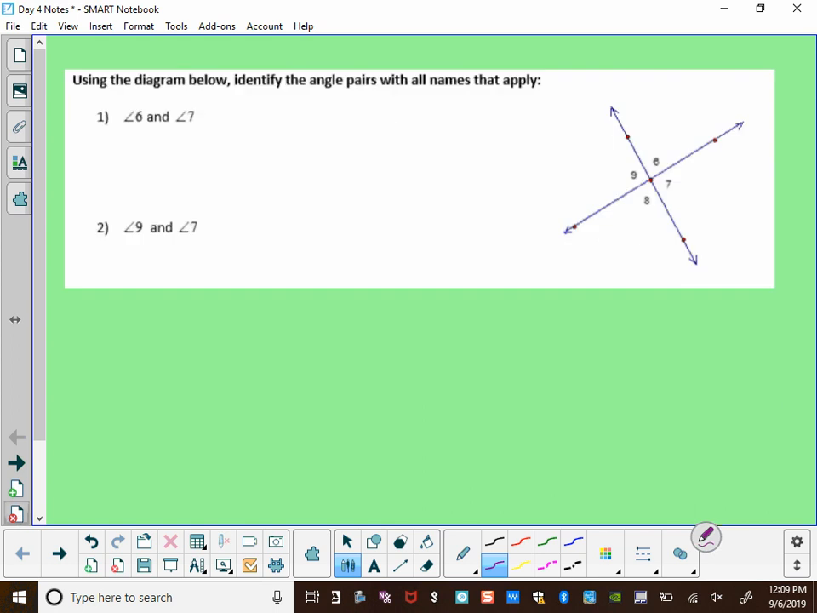All right, use the diagram below. Identify the angle pairs with all names that apply. Let's start my recording.